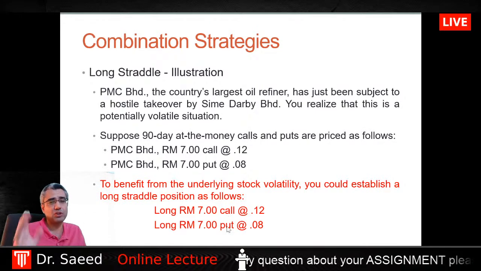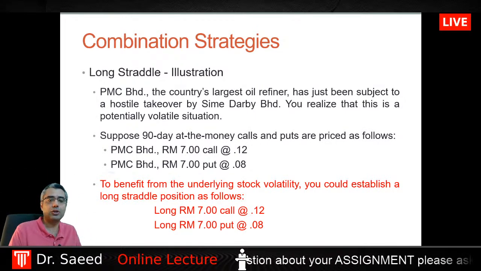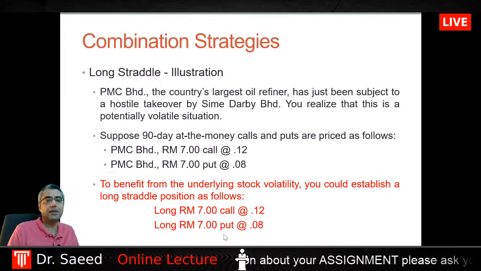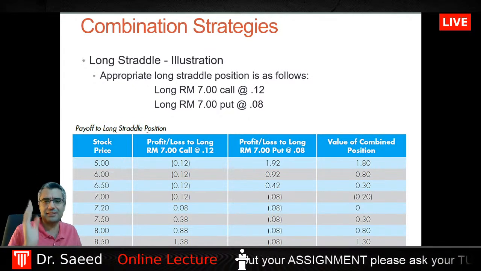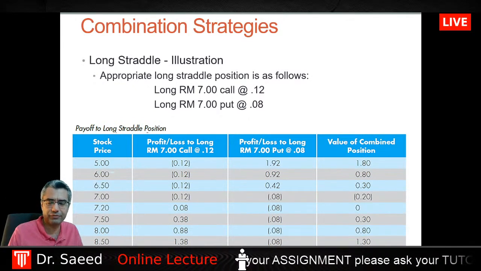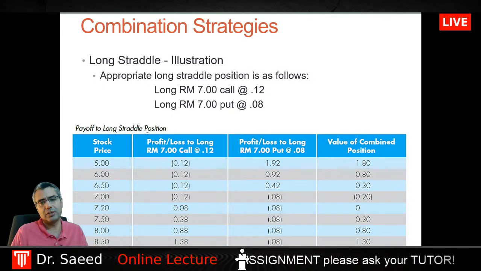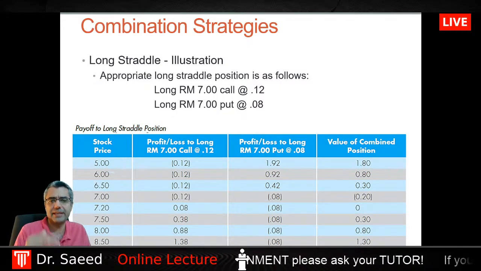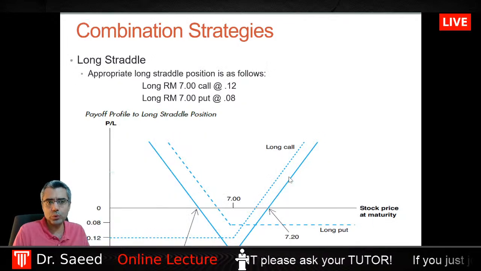So you see, I'm using call and put. For a spread, it was only call or put. But here, long call, long put at the same exercise price. Then you again construct the same table and compute the profit and loss for different scenarios, different underlying asset prices, and you compute your net profit or loss. So it's the same thing again. And what you will get is this shape.